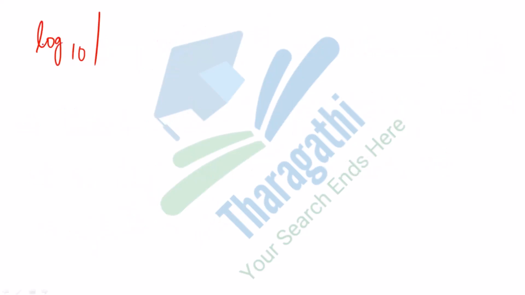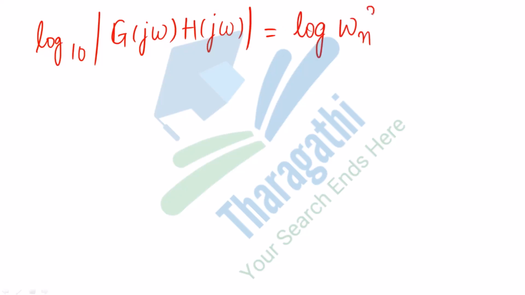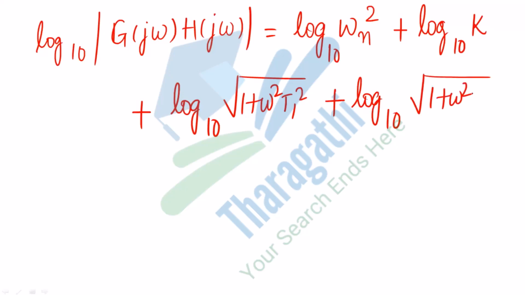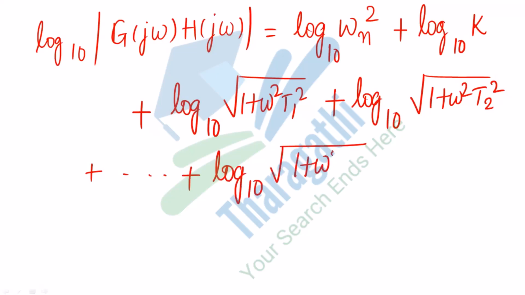So if you take the logarithm of G(jω)H(jω) to the base 10, then log to the base 10 of G(jω)H(jω) is equal to log of ωn squared plus log to the base 10 K plus log to the base 10 under root 1 plus ω squared T1 squared plus log to the base 10 under root 1 plus ω squared T2 squared, and so on, plus log to the base 10 under root 1 plus ω squared Tm squared. So these are the numerator terms.